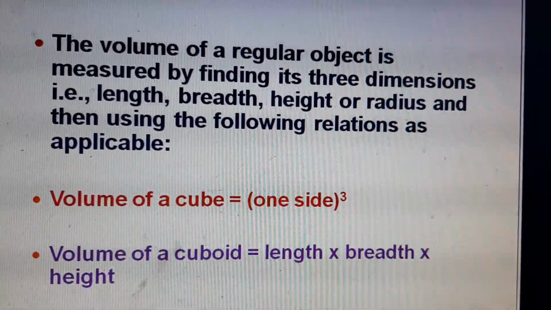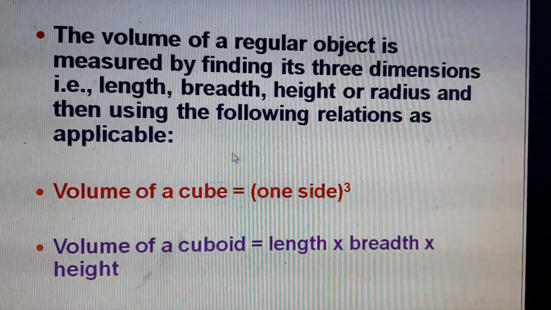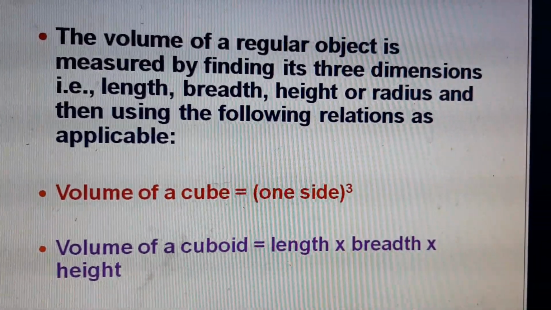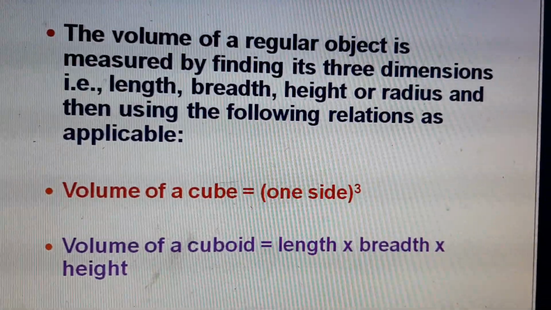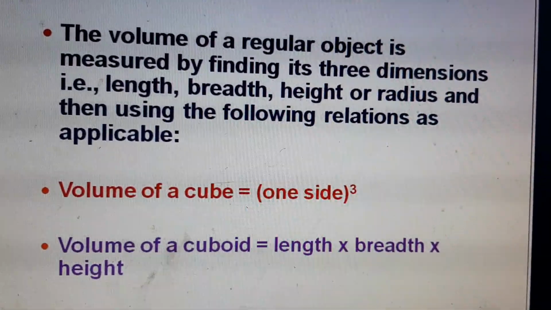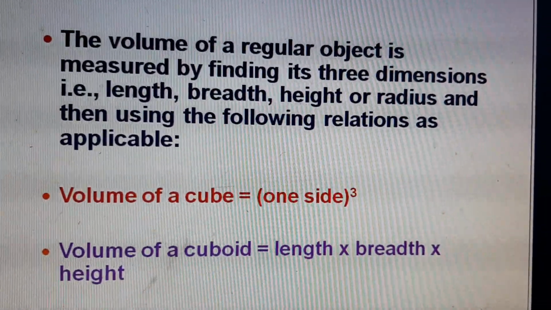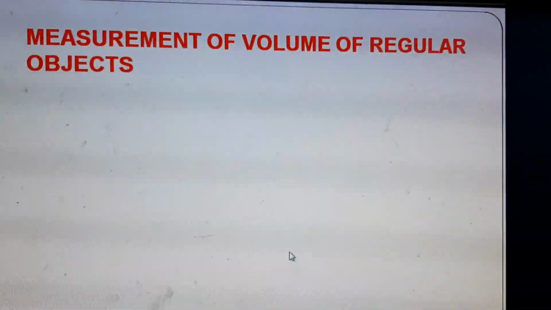Next, volume of a cuboid. What is the volume of a cuboid? Length into breadth into height. So we have to find the length, the breadth and the height. So you can find the volume of your pencil box also: measure the length, measure the breadth, measure the height and multiply all these three and you will get the volume of your pencil box. That's a cuboidal shape. Okay.